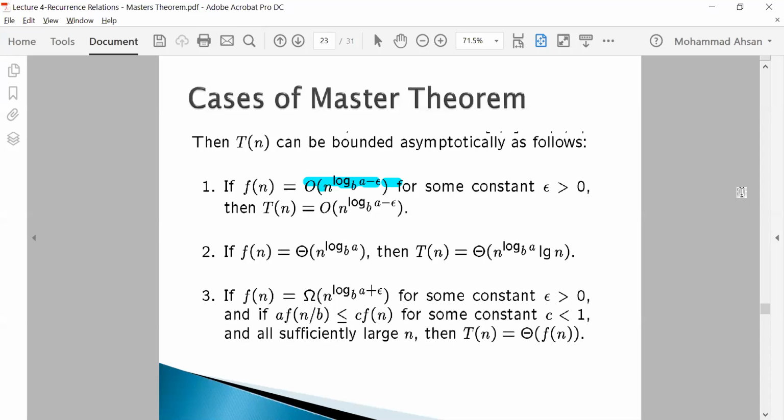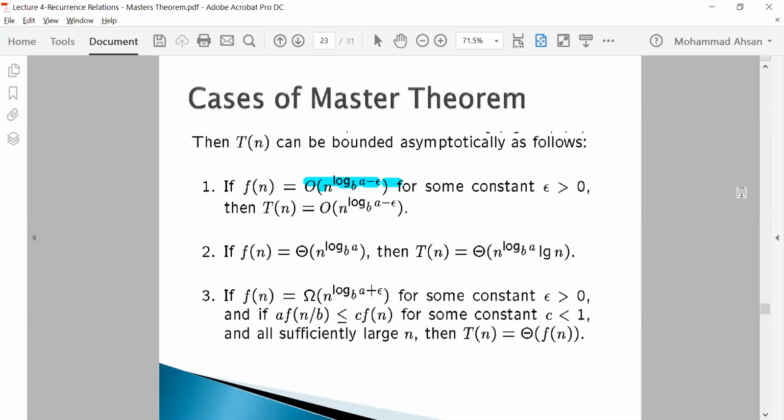Epsilon is a constant greater than 0. So to get a kind of relationship between f(n) and this term within the brackets that I have highlighted, you can use an epsilon which is greater than 0. So you can subtract something so that you can derive some kind of a relationship between the two.